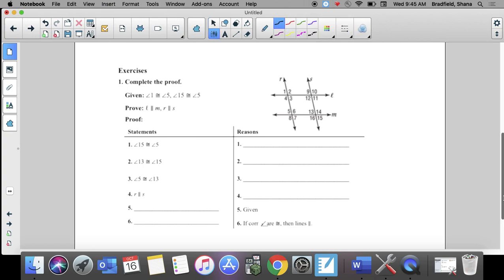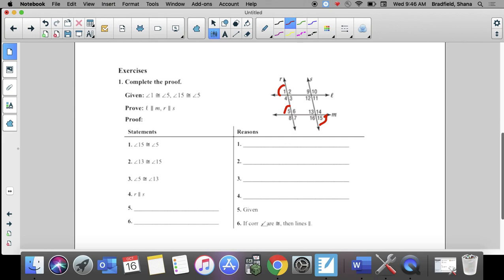Okay, and the next one, it says, again, complete the proof, and we have a picture and a couple of givens. We have that angle 1 is congruent to angle 5, so I'm going to just highlight those real quick, 1 and 5. And 15 and 5 are also congruent, and so I'm going to put that same marker there. We want to prove that L is parallel to M and that R is parallel to S.